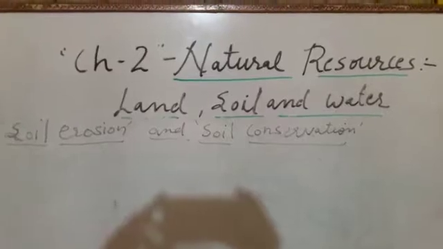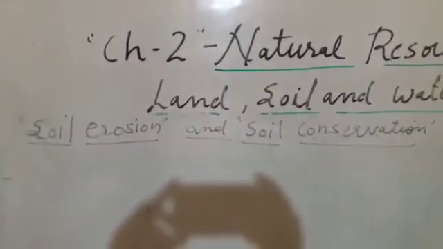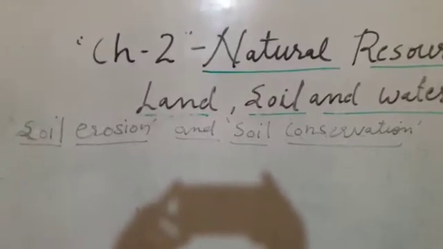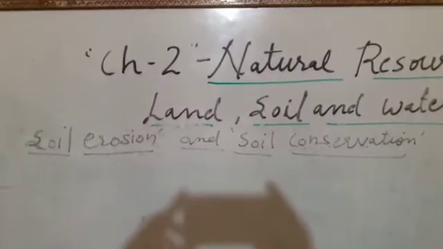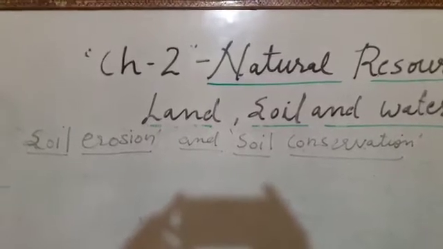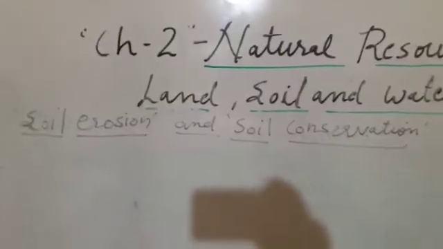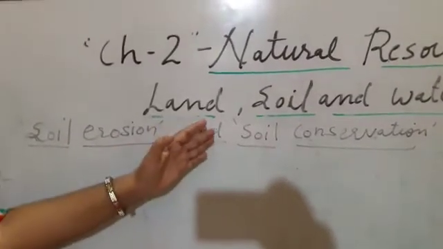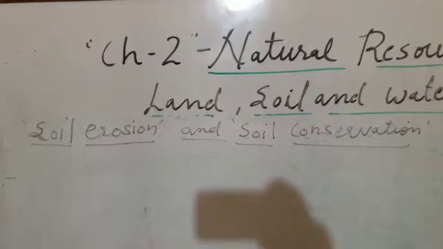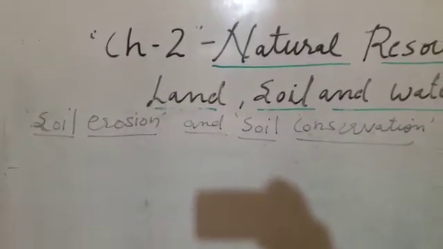Now, today's topic is soil erosion and soil conservation. As you know, fertile soil is essential for agriculture because it provides food security to all the people of the world. So today we will discuss a few methods of soil conservation. Before we discuss soil conservation, you should know the meaning of soil erosion.